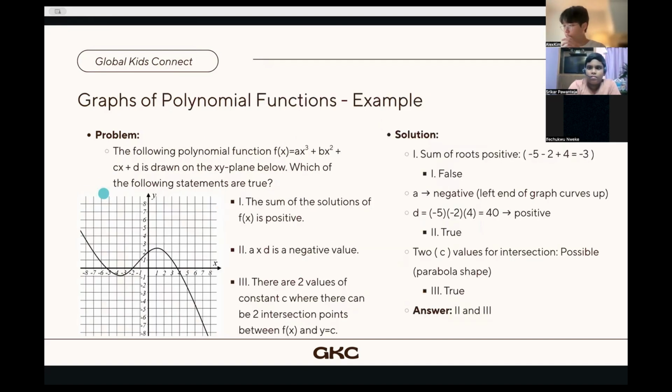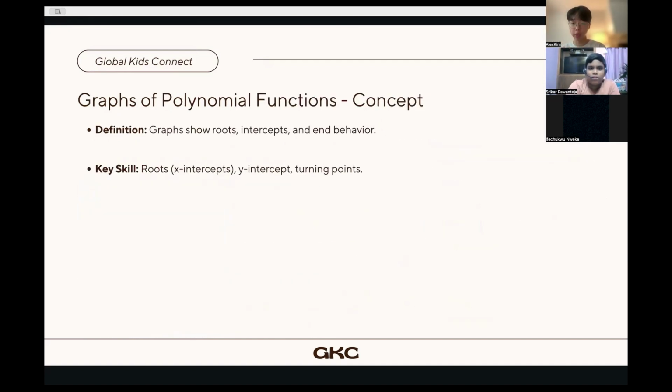Okay, I think we can do these two final questions and then we'll call it a day for today. I've skipped the previous concept since it wasn't too important. But this concept, graphs of polynomial functions, I think is worthwhile covering. The definition is that graphs show roots, intercepts, and end behavior.